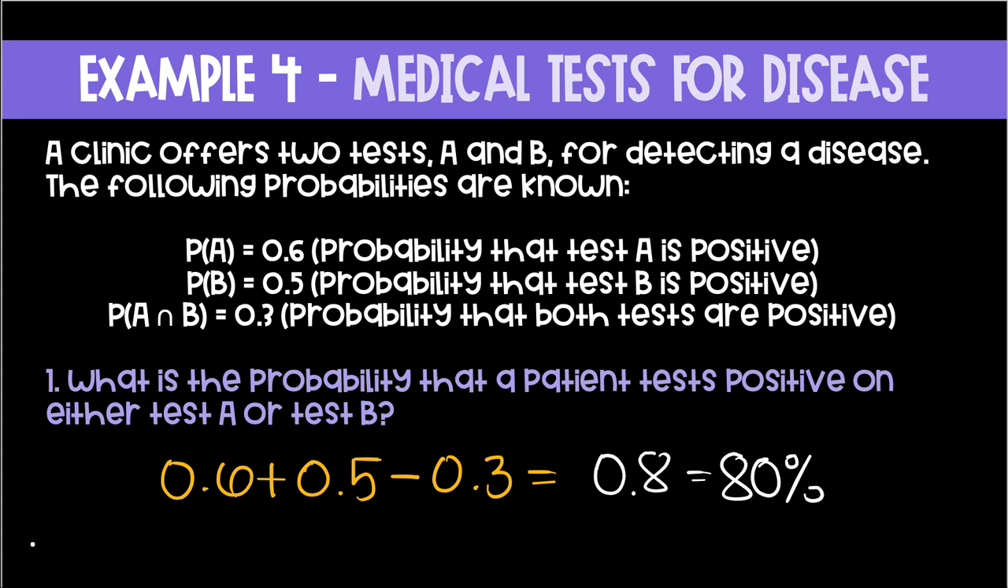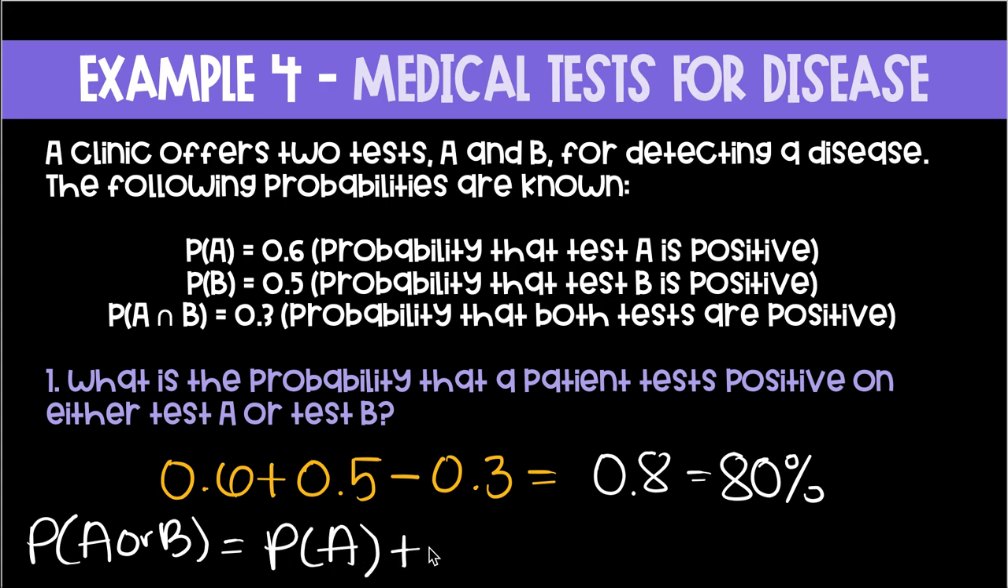We use the formula. The probability of A or B is the probability of A plus the probability of B minus the probability of A and B happening at the same time. In this case, tests A and B being positive.